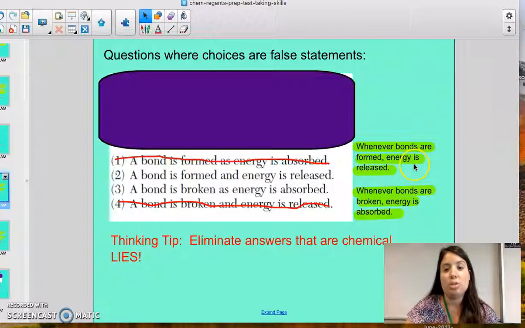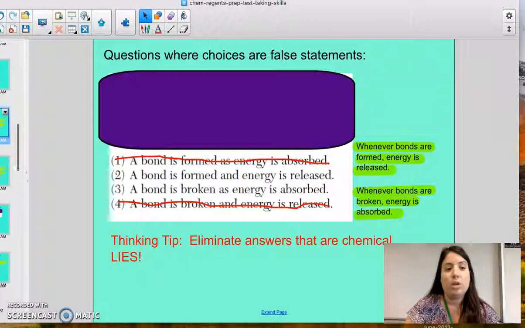And so that means energy is being released. Whenever bonds are broken, right, that makes the atoms less stable. So that means they have to absorb energy, or they move to a higher energy state, when that happens. Okay, so again, we're eliminating choices 1 and 4 because they violate this chemistry. So the only viable answers, again, will be choices 2 and 3.